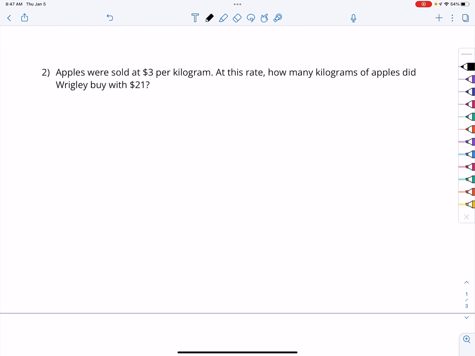So apples were sold at $3 per kilogram. So dollars per kilogram. At this rate, how many kilograms of apples did Wrigley buy with $21?